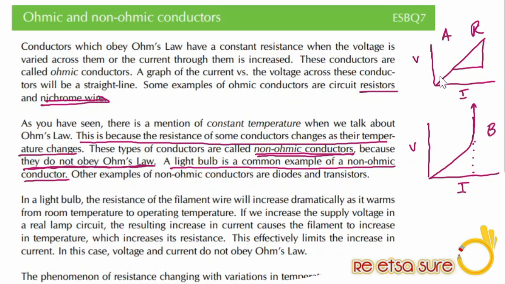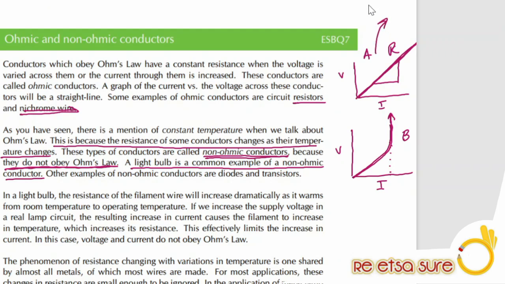For graph A, our resistance was constant throughout. But for graph B, there was a point whereby it changes direction. So it shows that this one is a conductor that does not obey Ohm's law. So for this one, we are referring to it as the ohmic conductor. But for this one, we are saying it is a non-ohmic conductor.